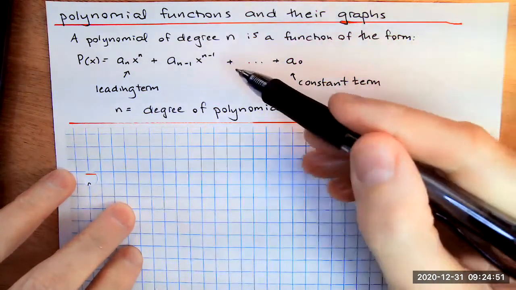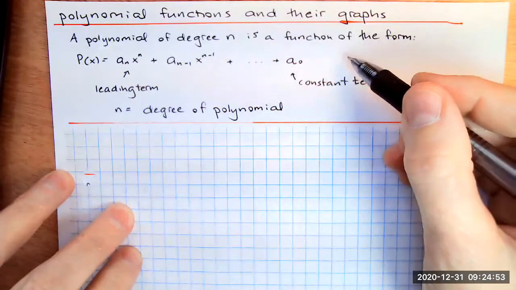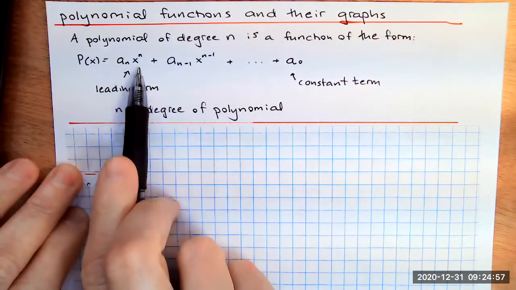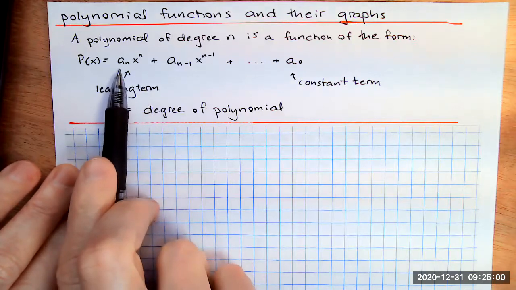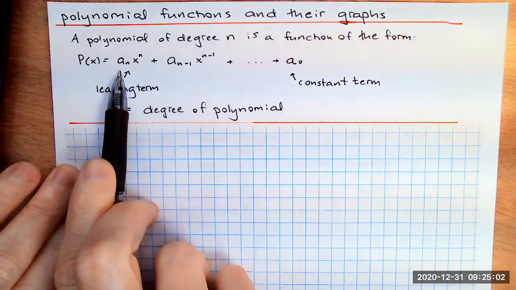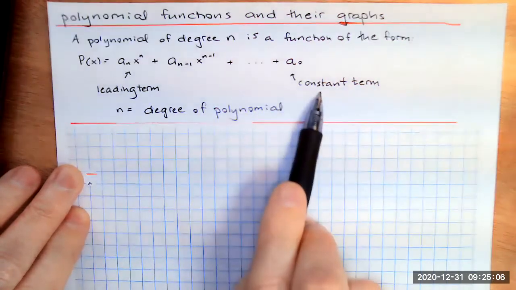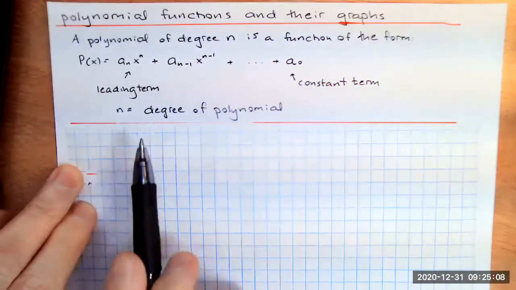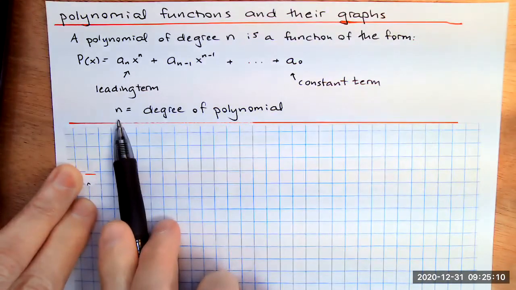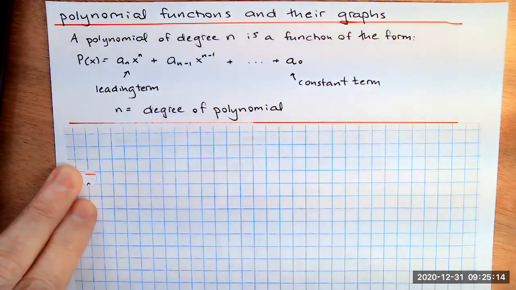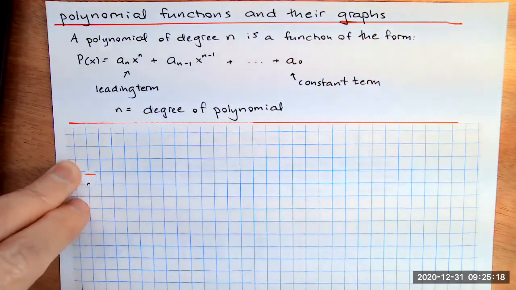A polynomial of degree n is a function of this form, and this is called the leading term. A sub n is the leading coefficient, and the last term, which is a constant, is the constant term. So the most important thing about a polynomial is the degree of the polynomial. What does the degree tell you?